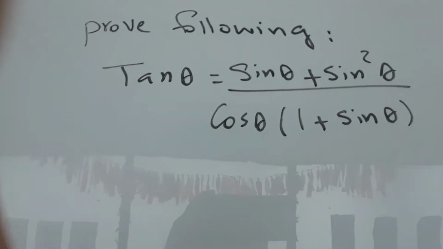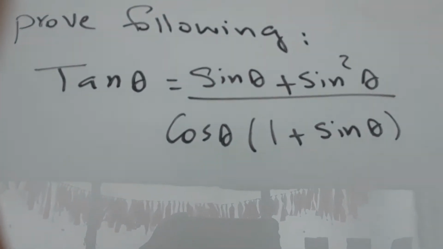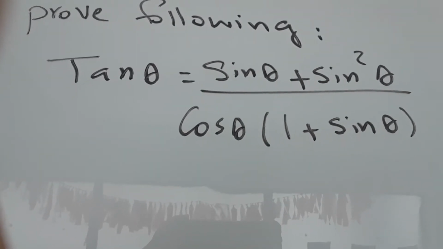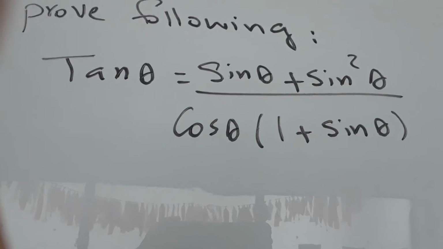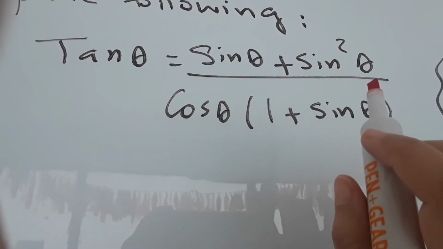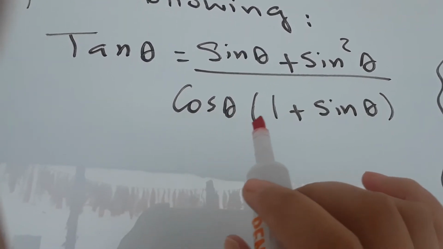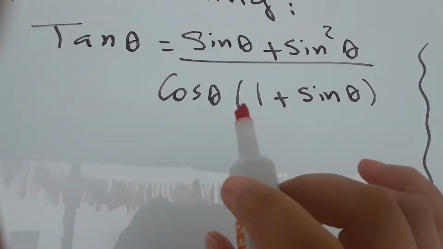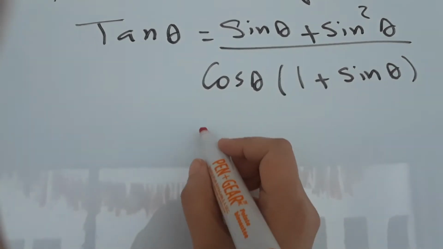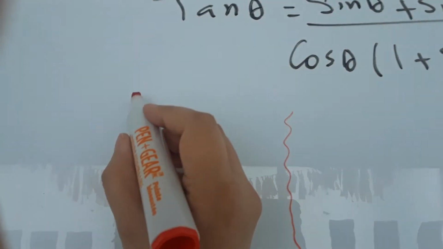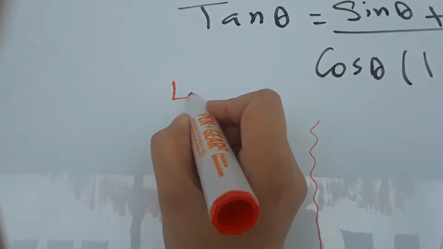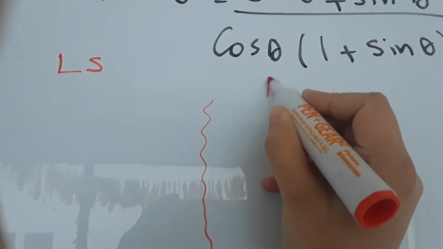So this is my first question, I put it on the board. Tan theta is equal to sine theta plus sine squared theta, divided by cosine theta times 1 plus sine theta. So how do I do that? I divide my board into two sections, left side and right side. So this is left side and this is right side.